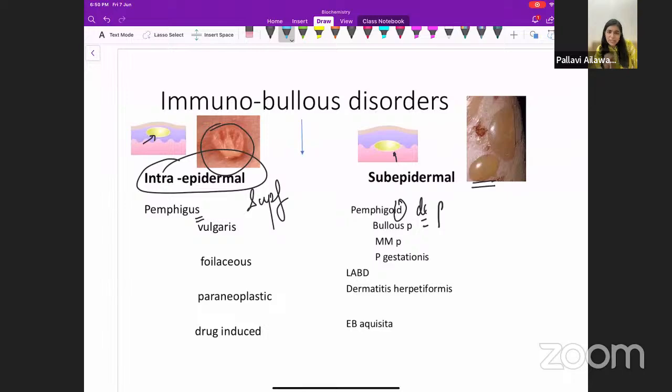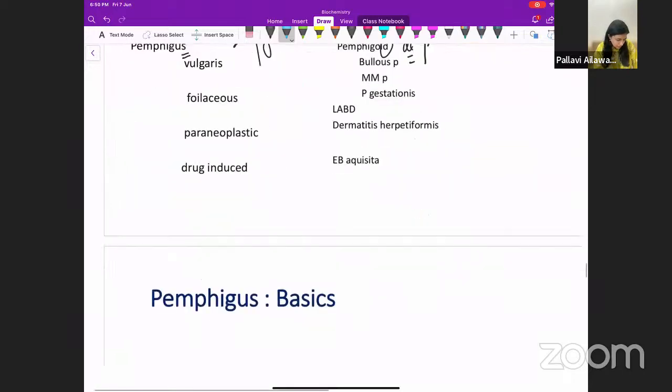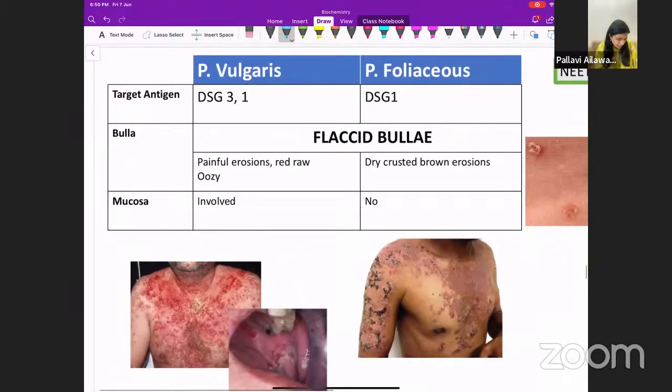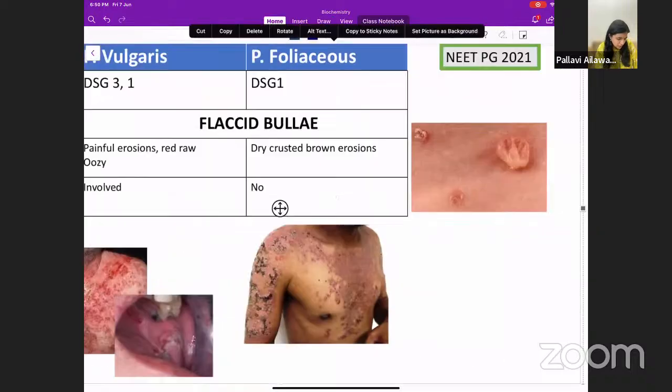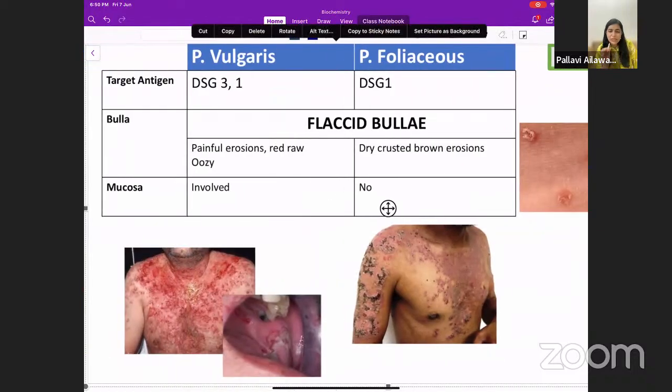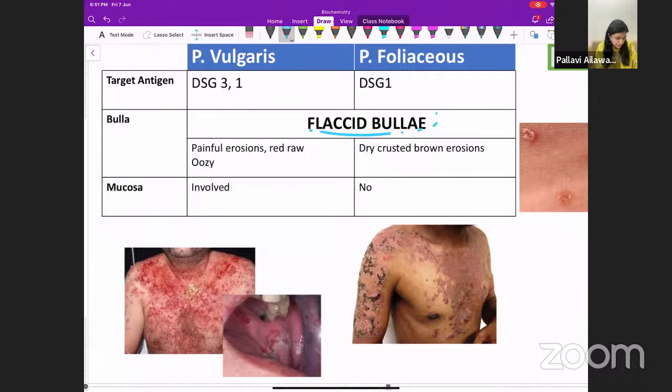When it says flaccid bullae with mucosal involvement, you have to know that they're talking about pemphigus vulgaris, and when it says only flaccid bullae, no mucosal involvement, this is pemphigus foliaceus. As simple as that. Okay. So just see the question here. A flaccid bullae with mucosal involvement is pemphigus vulgaris, and a flaccid bullae without mucosal involvement is pemphigus foliaceus. That is what you have to catch in the exam.